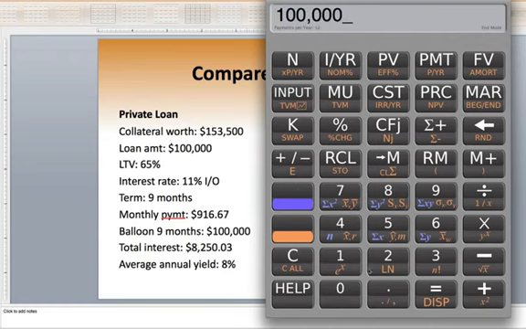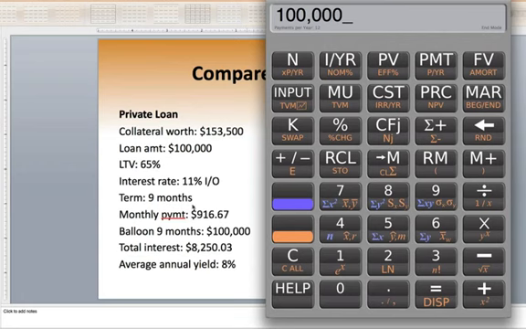Okay, so $100,000 loan. Let's say they're willing to give you 11%. Most private loans are in that 10 to 12 range. Some are lower, some are higher. So let's figure out, and they only need it for 9 months. They think they only need it for 4 months, but you're going to double that and give them 9 months just in case something goes wrong.